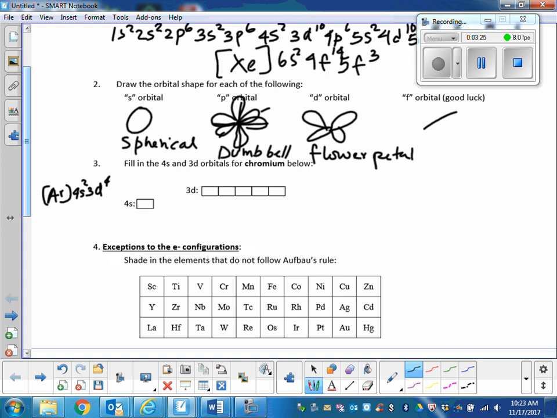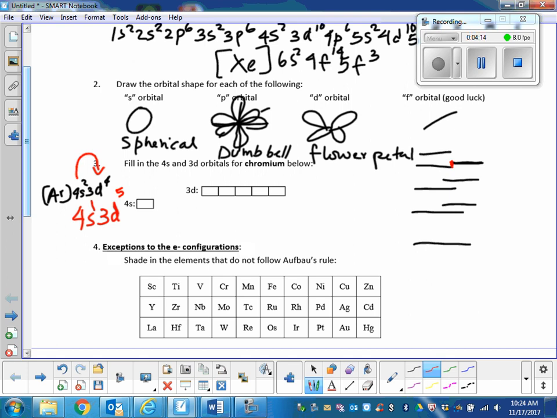The energy difference: 1s is way below, and then it's 2s, 2p, 3s, 3p, then 4s. 3d is very close to 4s. And then you have the 4p. Since this energy difference is really, really small, scientists have noticed that in such elements one electron will shift from 4s to 3d, and it becomes 4s1 3d5.